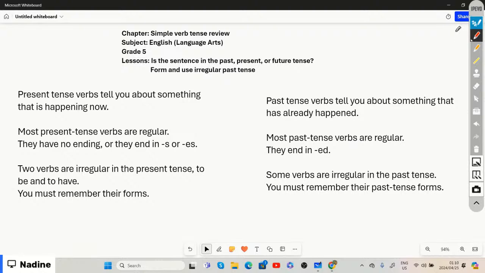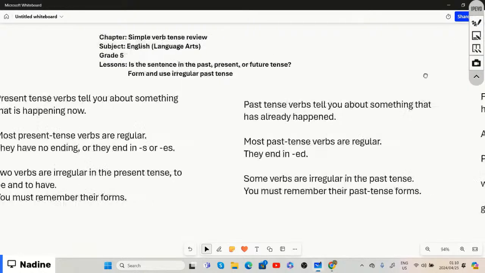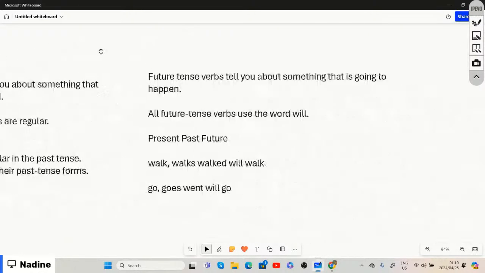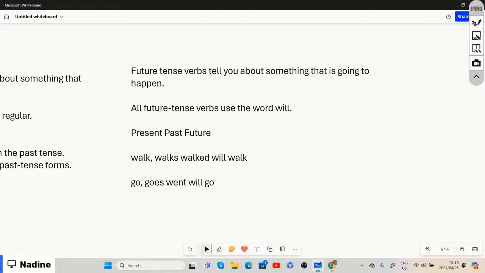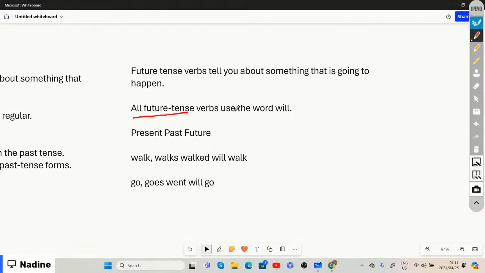And then we also have our future tense. The future tense verb tells us about something that is going to happen. Whether it happens later on, whether it happens tomorrow, it is going to happen. And all future tense verbs use the word will.